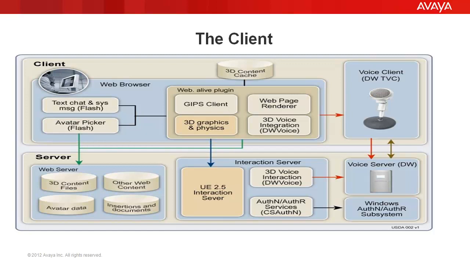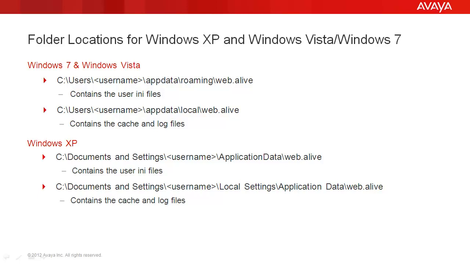What we're doing is taking a look at the cache, initialization, and log files that need to be accessed to debug a client issue. In Windows 7 and Windows Vista, the initialization files are found under users/username/app data in the roaming directory. The cache and log files are found under users/username/app data, the local directory. In Windows XP, the initialization files are found under document settings, username, application data. The cache and log files are found under documents and settings, username, local settings, application data.